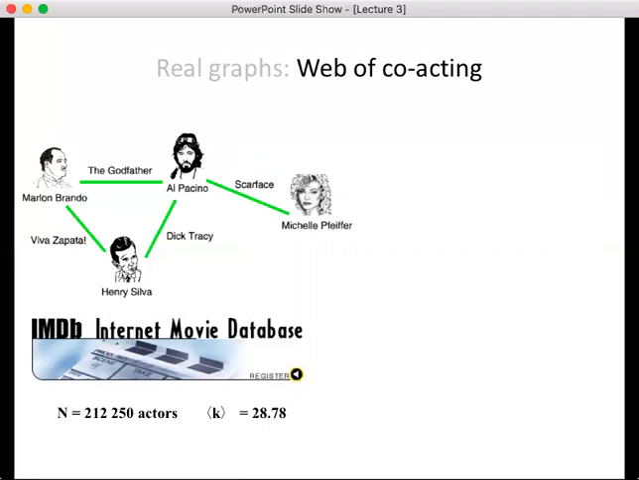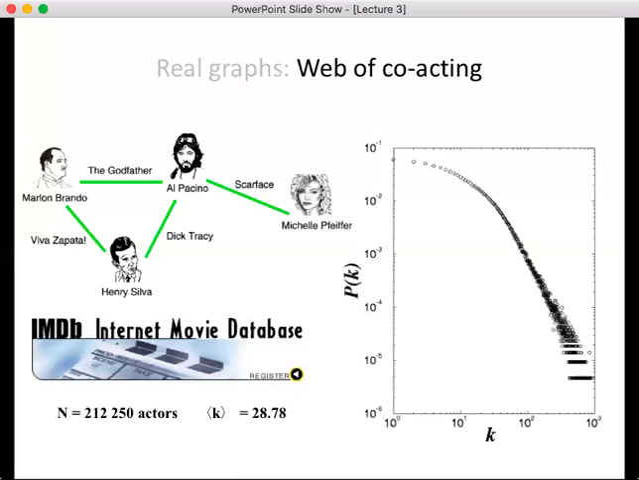Well, and then people thought, okay, this should be kind of a Gaussian centered around 30. But what it turned out to be, it's again a power law. You see that? So this is the degree, so how many actors you have co-acted with, and this is the probability, and you see that this is a power law.